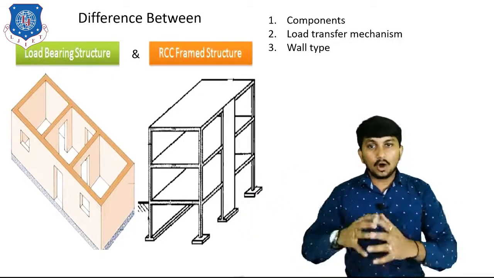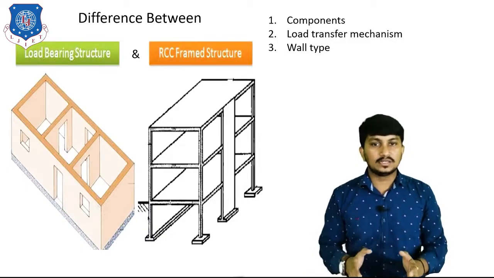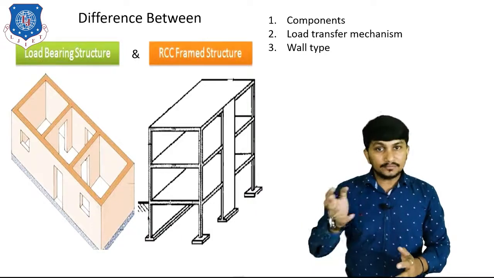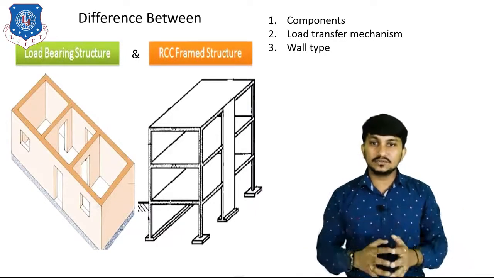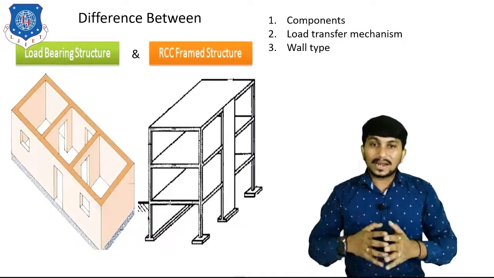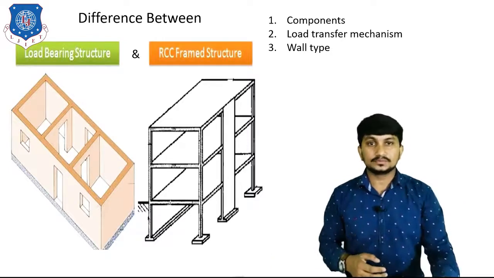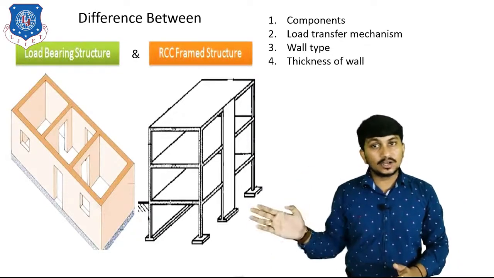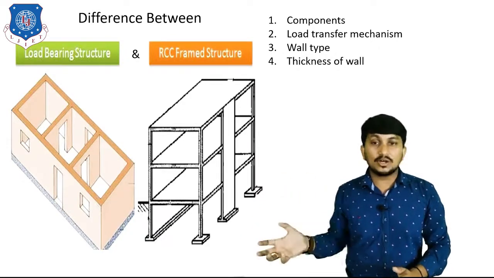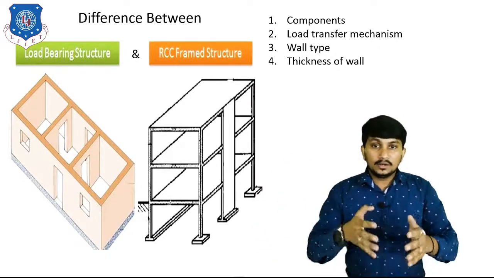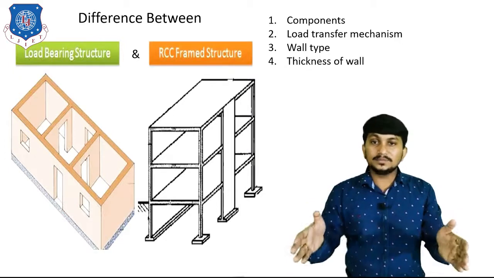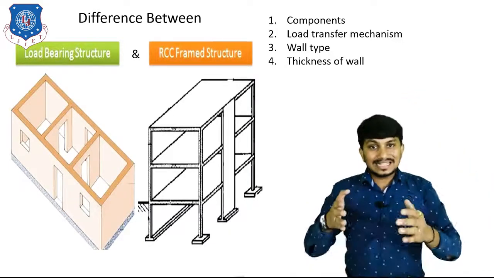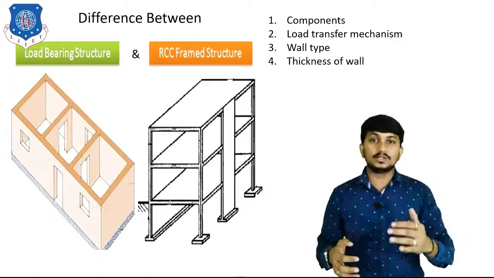In load-bearing structures, all the walls are load-bearing walls, which are used as a load-bearing component. While in frame structure, all the walls are partition walls, which are used for partition of every room. Next is thickness of the wall. In load-bearing walls, because walls are used for transmission of load, at the ground floor, thickness of the wall is more compared to the top floor of the building. So thickness increases from top to the bottom floor.